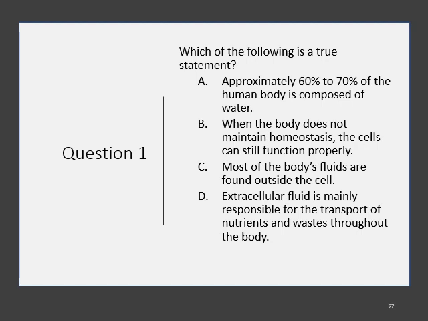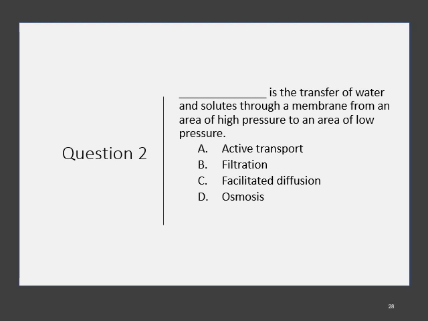Okay, we have another question. What is the transfer of water and solutes through a membrane from an area of high pressure to low pressure? Filtration. Through a membrane from high pressure, like a shower head, to low pressure, it spreads out. Or you can think of the water jug. There's a lot of pressure in that water bottle, but you just get a little bit of water out in your cup. And it goes through a membrane. So the answer is B, filtration. This is also what your kidneys do. It's the perfect example of filtration.